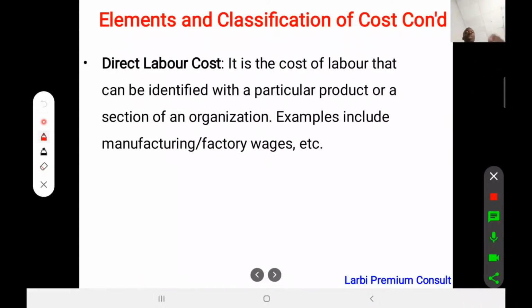So direct labor costs are those costs that are in relation to the final output of the product. Here, by direct cost, we mean the cost of labor that can be identified with the product or section of the organization. So at times we want to identify the direct labor cost in manufacturing organization questions.